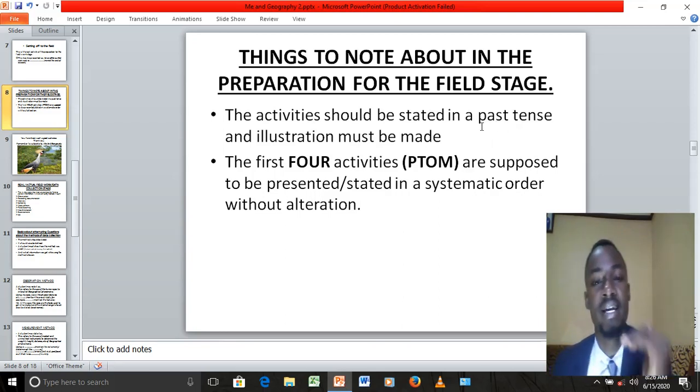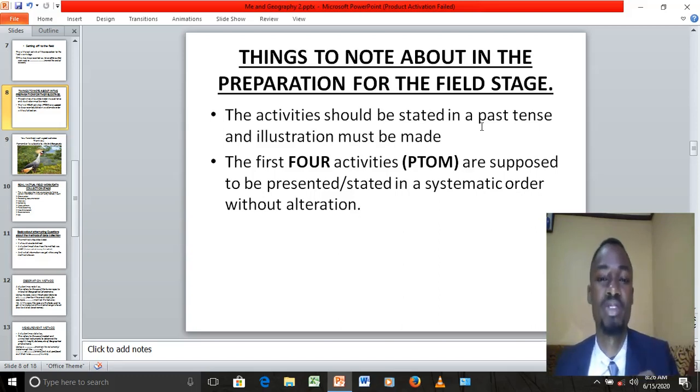If you are saying there was an observation, you say I saw. That is the past tense. An illustration, what did you see? I saw the physical features at, you mention what you saw.